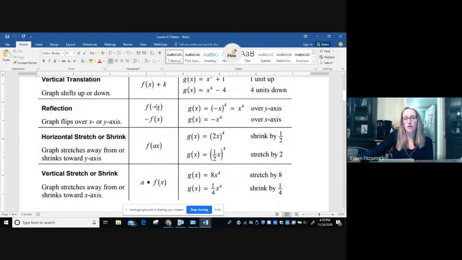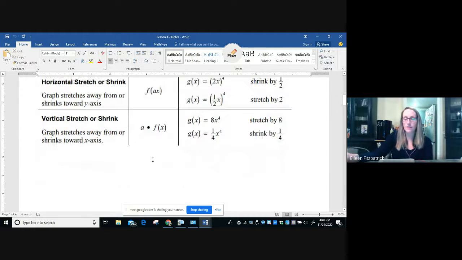Okay, reflection. If the negative is inside the parentheses with the x, it's going to reflect over the y-axis. If it's outside the parentheses, that's when the a value is a negative. It flips over the x-axis. It opens down, right? If you think about your quadratics, your parabolas. If we have a factor multiplied with the x inside the parentheses before we apply the exponent, that's going to give us either a horizontal shrink by 1/2, that's what that would look like, or a horizontal stretch by 2. Excuse me, I said the wrong thing at first.